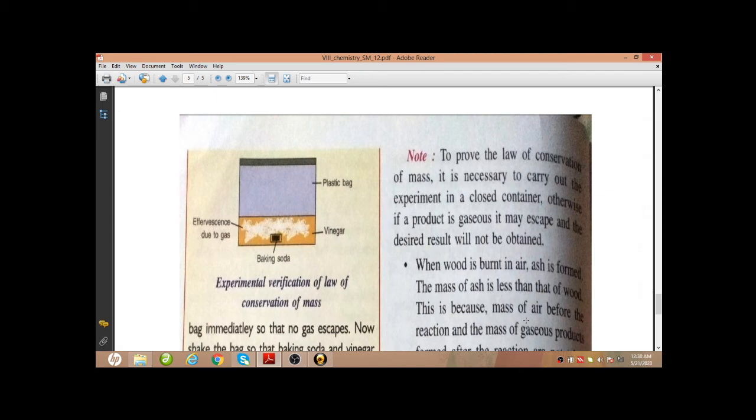And after this, we will mix these two. We will just shake the plastic bag so that the baking soda comes in contact with the vinegar, and the reaction will start, and we will get effervescence due to the gaseous carbon dioxide.